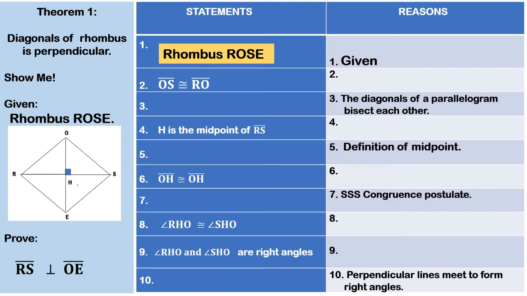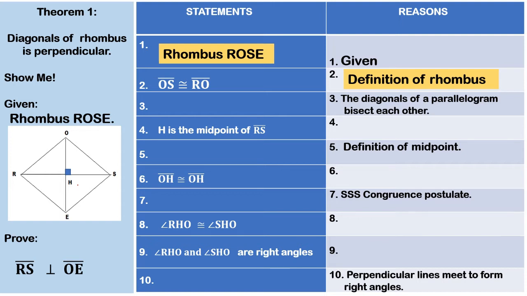Next statement: we have OS is congruent to RO. Why do you think they are congruent? Yes, by the definition of rhombus, which states that a rhombus is a kind of parallelogram with all sides congruent. For the next statement, it is missing, but the reason was given. So what is the given reason? The diagonals of a parallelogram bisect each other.